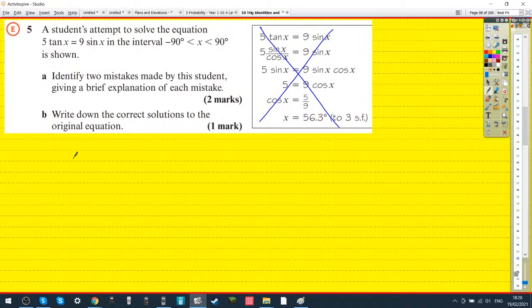Divide by... Well, I think what they did was they changed tan x into sin x over cos x, because sin x over cos x is the same as tan x. Have we done a question like this before? No. Okay. And so try to solve this. Any ideas?